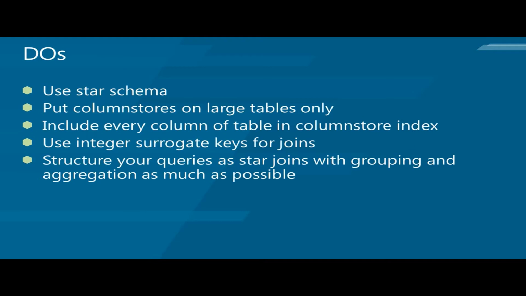Now, there may be some exceptions. There are some limitations on data types with column stores, so you may need to change the data type of some columns, or if you don't really need them that much, you might just leave them out of the index. Use integer surrogate keys to join with your dimensions. So don't try to create a surrogate key that's like a character string. That doesn't tend to work very well. Use integers. And structure your queries as star joins with grouping and aggregation as much as possible, because then you'll get those batch mode query execution plans more reliably and get the best performance.